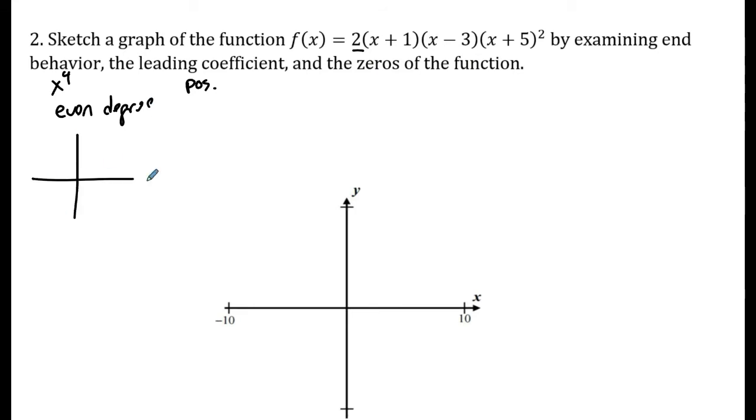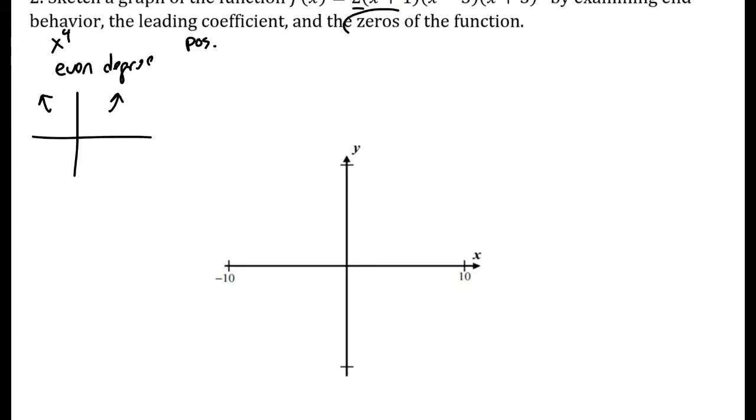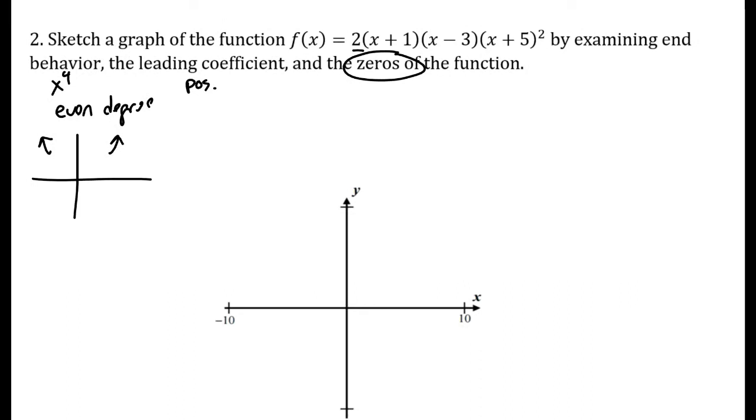which means if I run through my dance move, even degree positive is my first dance move. My function looks something like that. I know what happens as the end behavior of my function. And the zeros, well, it's already factored. That's easy. I get x equals -1, x equals 3, and x equals -5. I just applied the zero product property here. But x equals -5 has a multiplicity of 2.